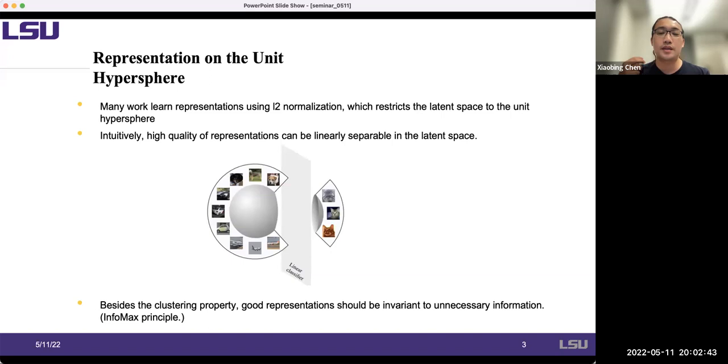That's one big reason why in representation learning, we usually use the linear classifier to predict the downstream task. We use this way to evaluate the quality of the representations. And besides the clustering property, we also want the representations to be invariant to unnecessary information. That's the famous InfoMax principle. We want to keep the mutual information between positive pairs as much as possible.